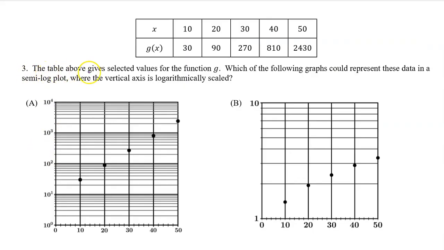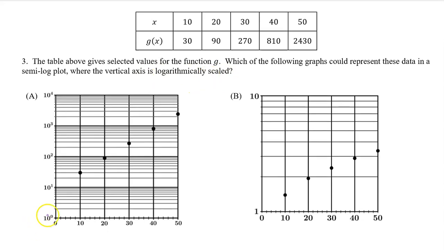Number 3, the table above gives selected values for the function g. Which of the following graphs could represent these data in a semi-log plot where the vertical axis is logarithmically scaled? A is a semi-log plot because the vertical axis has numbers that vary multiplicatively. We are multiplying by 10 each time, as in the examples from before. So I'm going to come back to that.